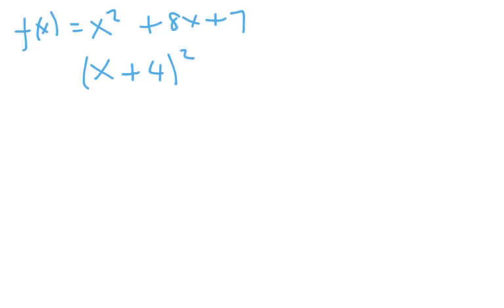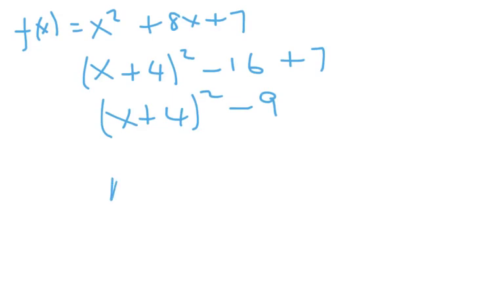I then have to subtract 16, because when I square x plus 4 to be squared, I get an extra plus 16 that I don't want. And then I write down my original plus 7. So it's x plus 4 to be squared minus 9. So the minimum point on this function is equal to minus 4 comma minus 9.